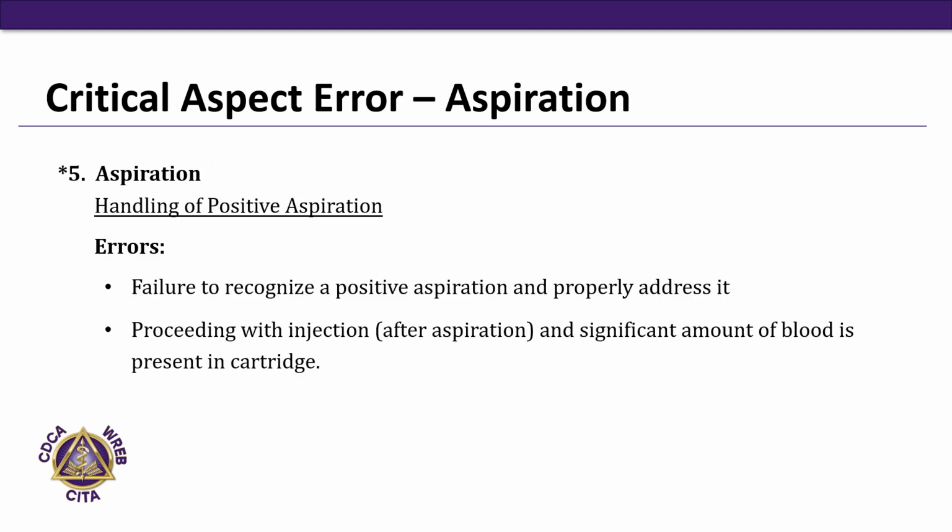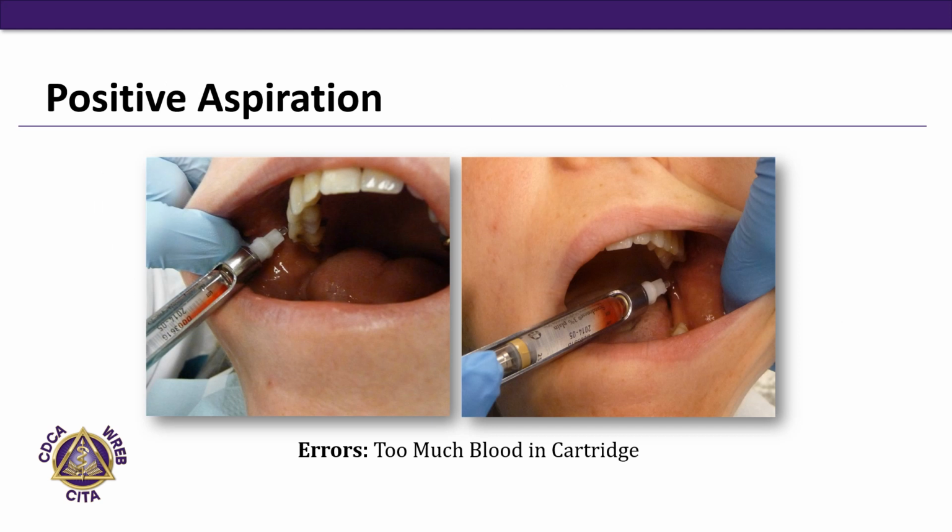A positive aspiration does not mean a failure of the injection. If you observe a positive aspiration, examiners will allow you a moment to decide how to proceed. Use your best clinical judgment when determining how to properly handle the situation. A positive aspiration not recognized or not handled appropriately will result in a critical error. These are examples of too much blood in the cartridge. The cartridge must be changed.